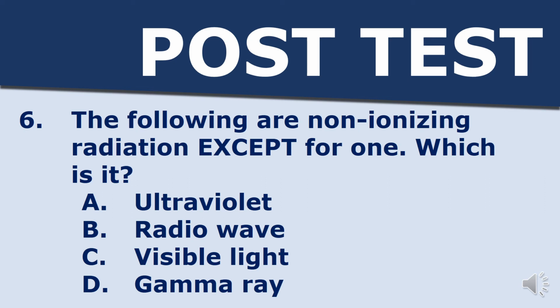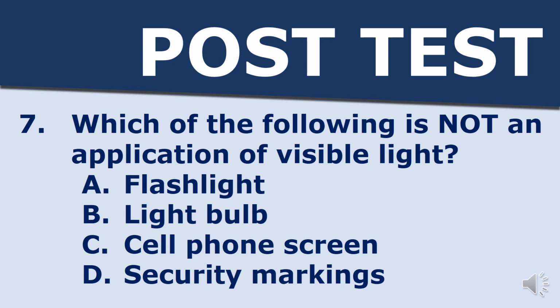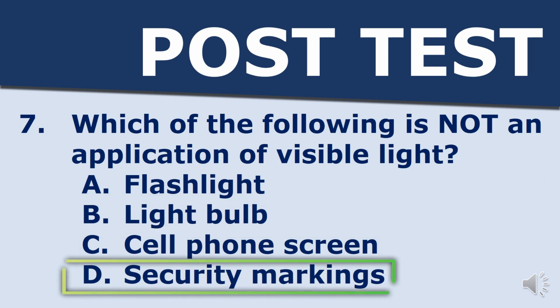Number 6. The following are non-ionizing radiation except for one. Which is it? A. Ultraviolet. B. Radio wave. C. Visible light. D. Gamma ray. Number 7. Which of the following is not an application of visible light? A. Flashlight. B. Light bulb. C. Cell phone screen. D. Security markings.